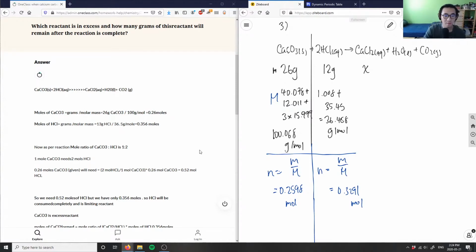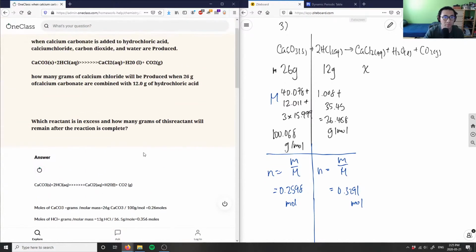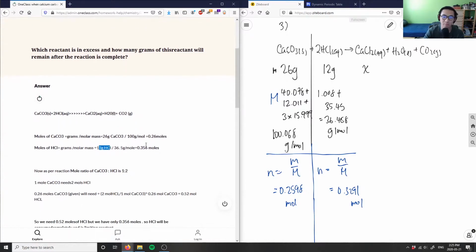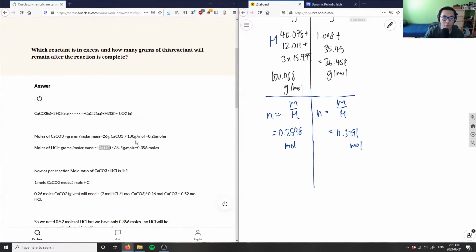So let's see if they got this solution correct. They got 0.26 and 0.3. I got 0.3291 here, but I think their molar mass is off by quite a bit. It's 36.5, and I wrote 36.458, so they're slightly off. Oh, they wrote 13 and not 12. This is 12 grams. Okay, so that's why their numbers are off, but it's okay. We can still work with this.